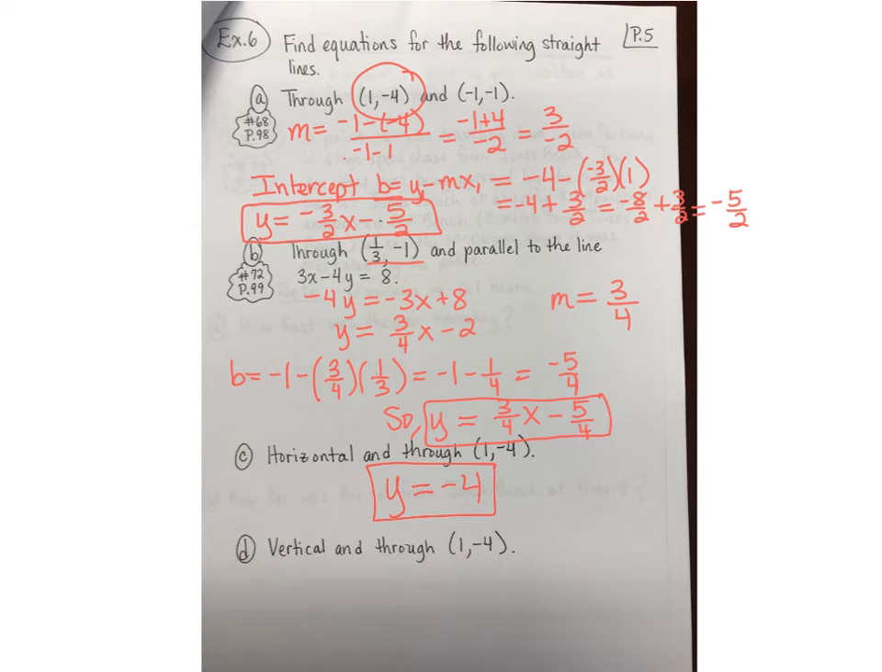Just so you can see, if you plot the point (1, -4), you go to the right 1, down 4, and you want the horizontal line, so it goes through y equals -4.